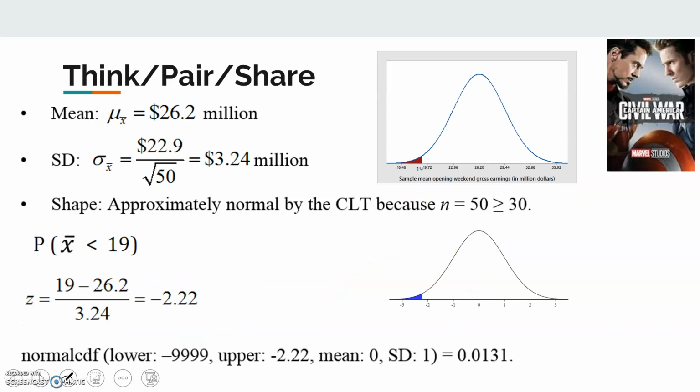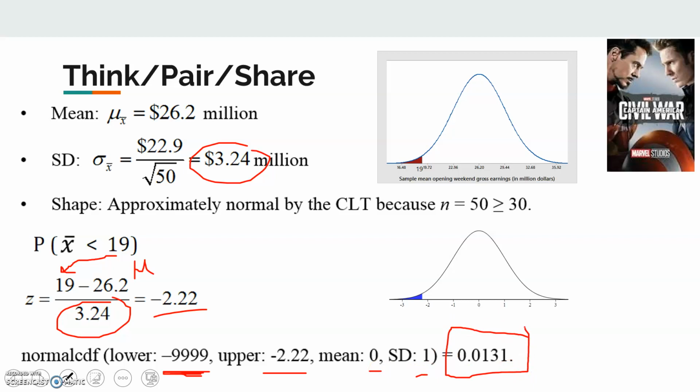Now we're going to find the z-score again. Plug that number right in there. This is your mu from above, and this is your standard deviation from the SD portion. You get your z-score of negative 2.22. Because of the words less than in that problem, your normal CDF has negative 999 for lower, upper negative 2.22, mean 0 and SD 1, giving you a probability of 0.0131.